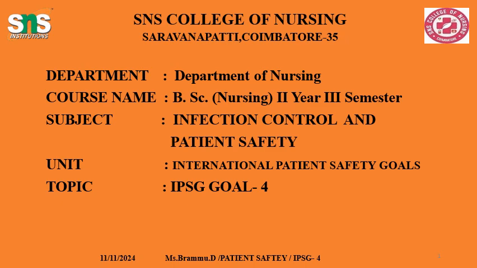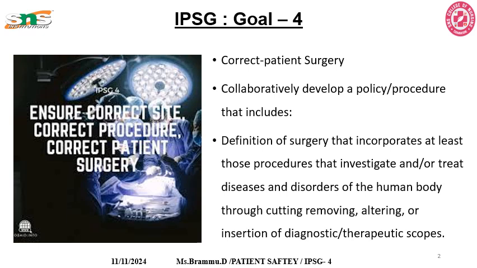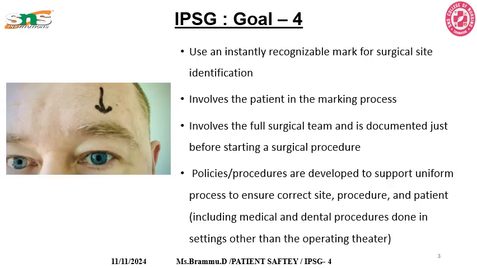Hello everyone. So today we're going to see about the International Patient Safety Goals, which is goal number 4. You all will be surprised at what goal number 4 is. It is nothing but the right procedure to the right patient, which is enhancing surgery safety. We are going to develop this by using the patient safety checklist.